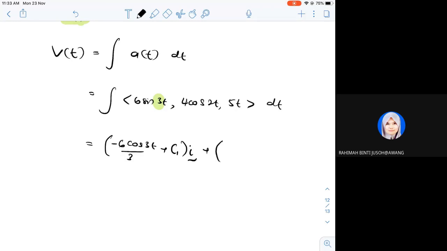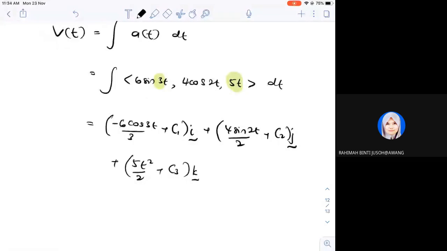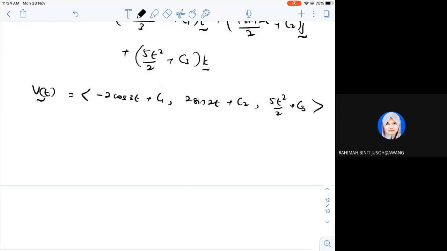And then plus the second component, 4 cos 2t. Integrate, you will get 4 positive, right? Positive sine 2t over 2 plus C2j. And then the third component, 5t. Integrate, what do we get? 5t squared over 2 plus C3. Okay, alright. So this is your Vt. Okay, so let me write Vt again. Vt is equals to negative 6 over 3, so negative 2 cos 3t plus C1. That is the first component. Second component, 4 divided by 2 is 2 sine 2t plus C2j. And then the third component, 5t squared over 2 plus C3. Okay, that's it. That's the first, second, and third component of Vt.